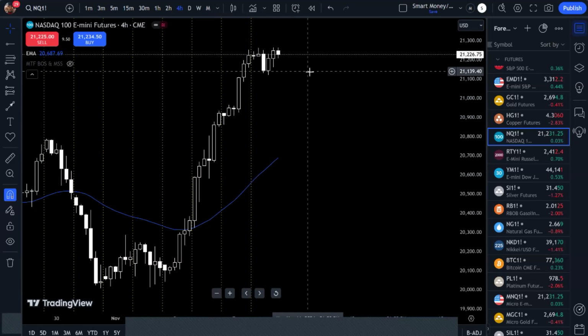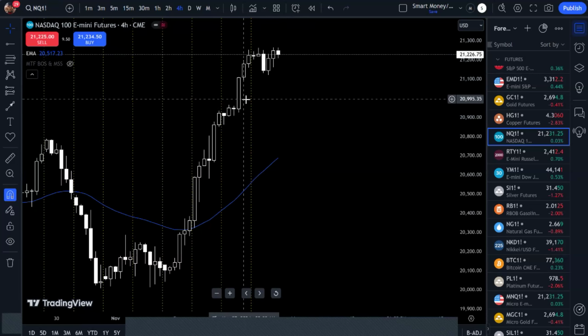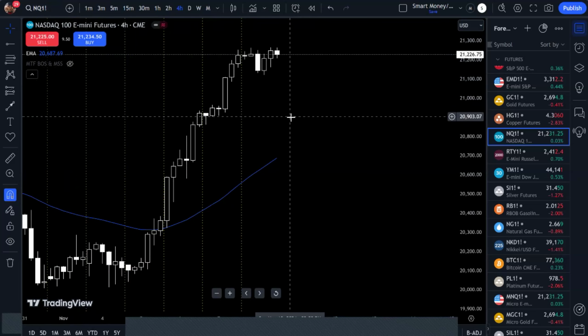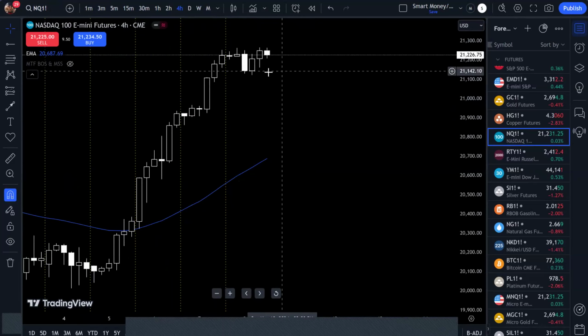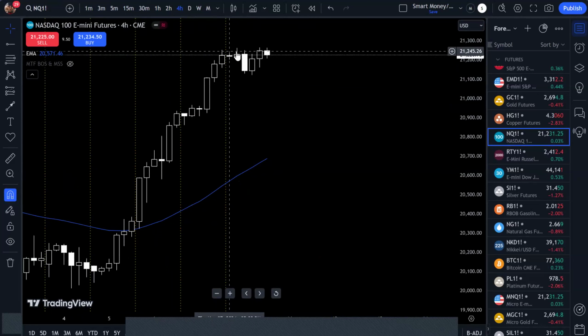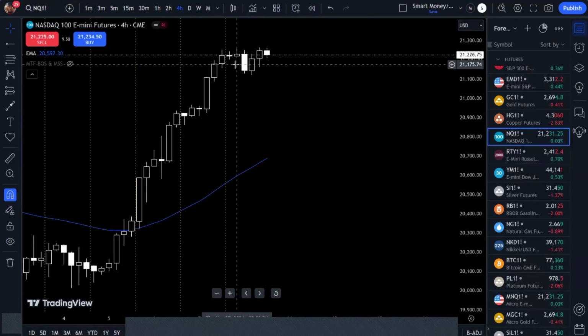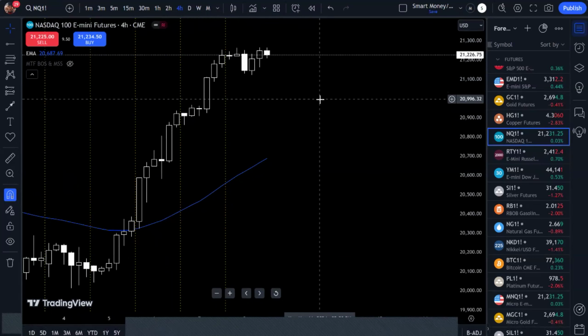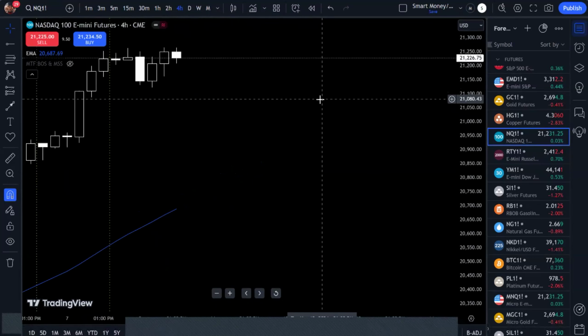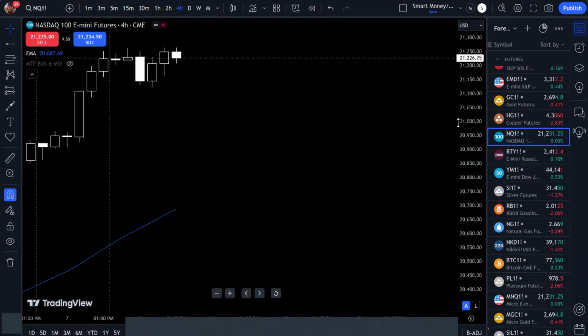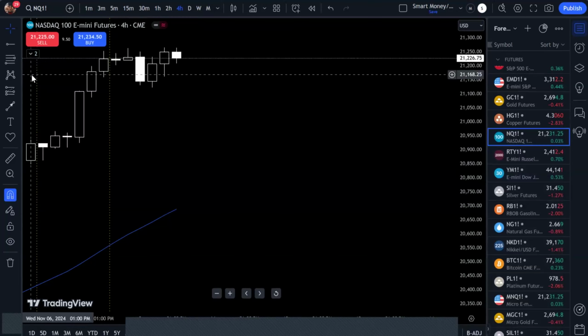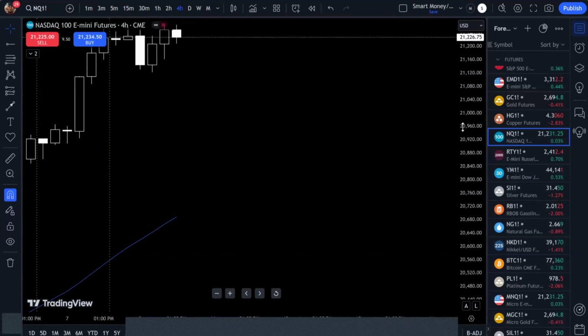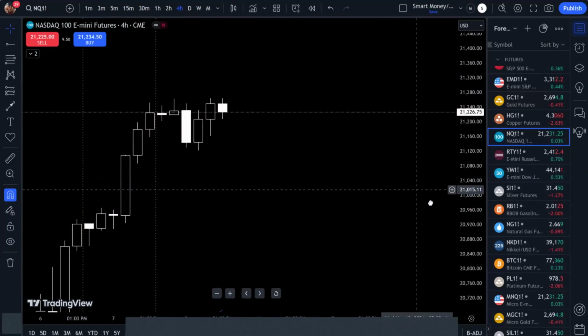So let's take a look at this. This is NQ, NASDAQ futures, on the 4 hour chart. And as you can see, we have accumulation here and manipulation here. Manipulation is the sweep. Now, on that, what you want to see is this. Let me make this a little bit bigger.